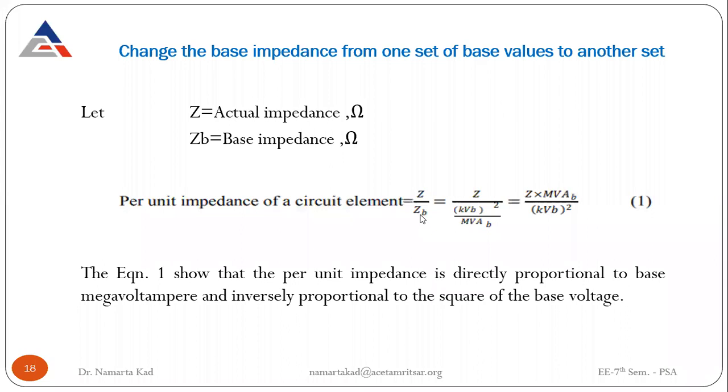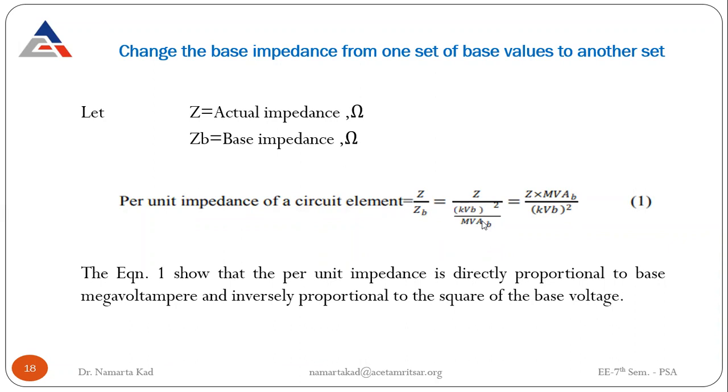Now the base impedance is further written as kV base square divided by MVA base. It's a square of kV base. When you evaluate it, you get the same unit for impedance. Here kilo changes into mega because of the square. So mega cancels out, and in the voltage square one voltage cancels out, leaving volt upon ampere, that is again the impedance.